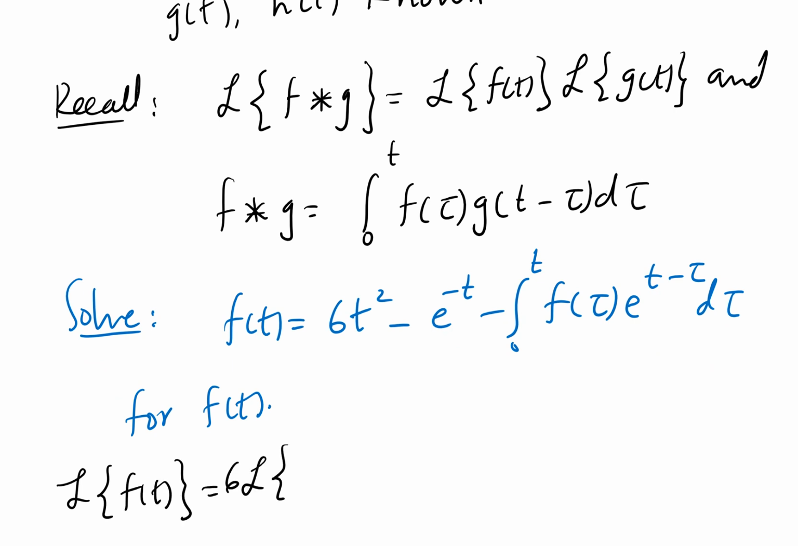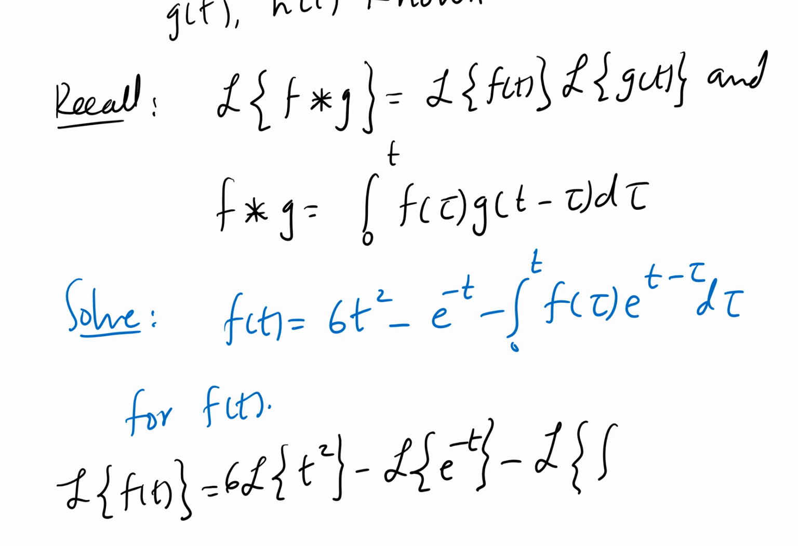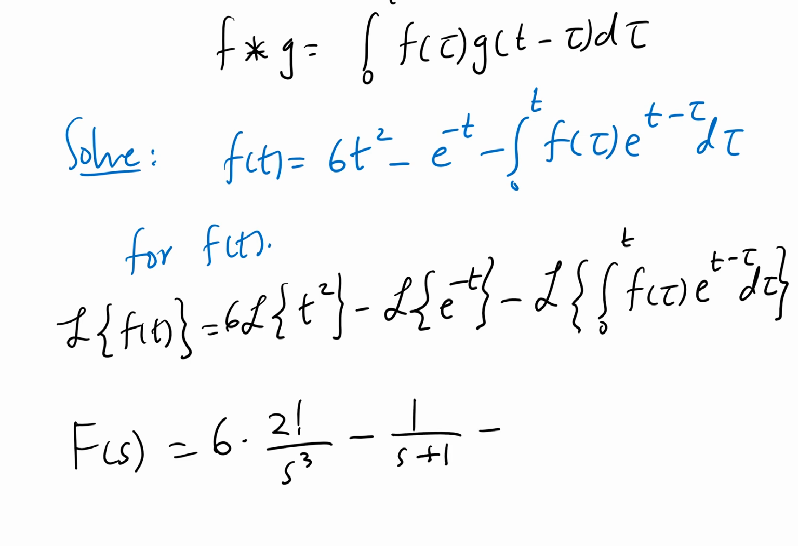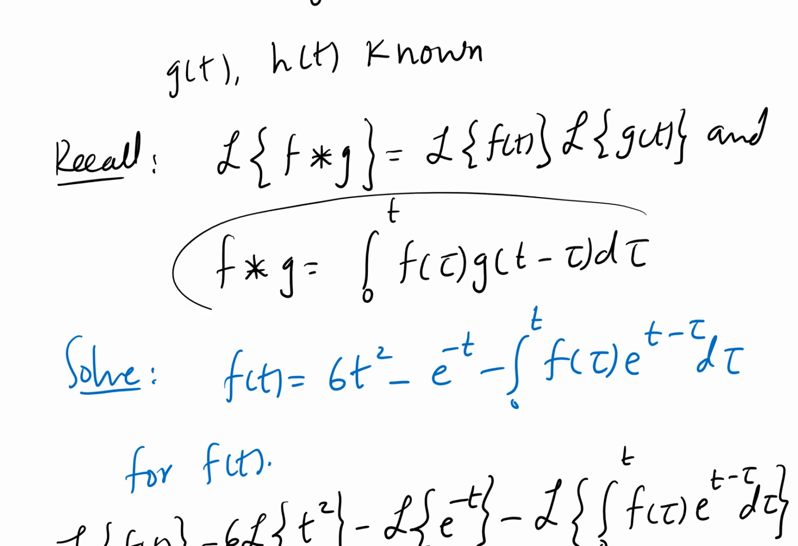So the Laplace of, we take the 6 out, t squared, minus the Laplace of e to the negative t, minus the Laplace of the integral from 0 to t of f of tau e to the t minus tau d tau. On the left side we get capital F of s, that's the Laplace of f of t, equals 6 times, this one is 2 factorial over s cubed, this one is 1 over s minus negative 1, which becomes plus 1, minus, recall the convolution rule: the Laplace of f of t times the Laplace of g of t. In this case, g of t is e to the t.